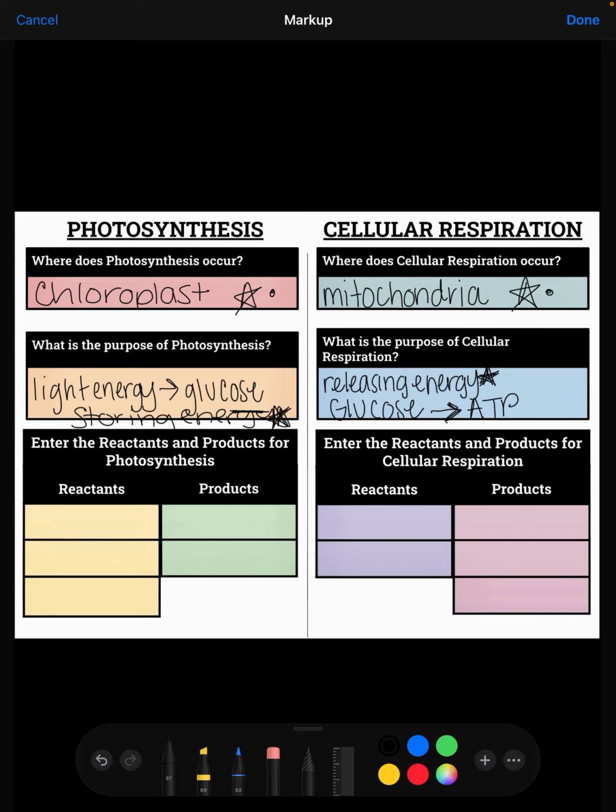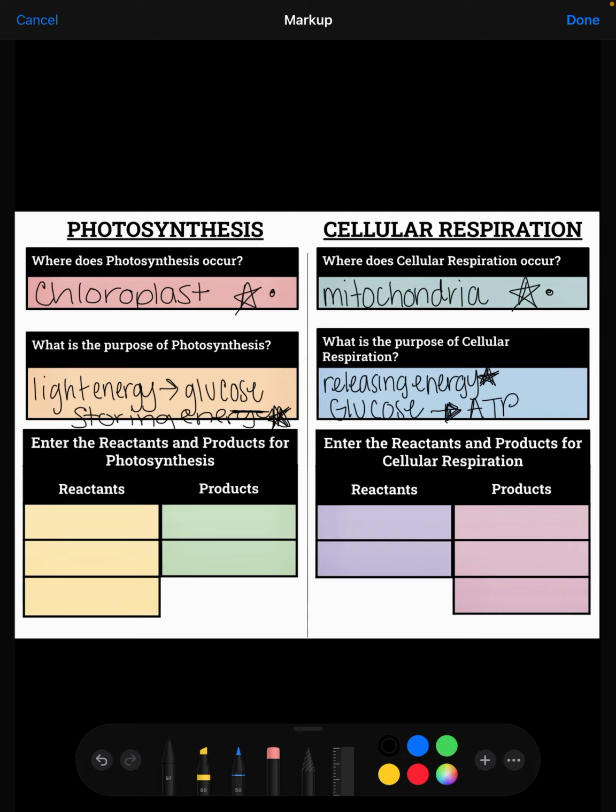In photosynthesis, we're taking that light energy from the sun and we are converting it into a chemical energy called glucose, which is a sugar. And we're storing that for reserves. In cellular respiration, we're taking that glucose either from photosynthesis or from the foods we eat. Remember, carbohydrates break down into sugars to make ATP, which is a readily available energy source.